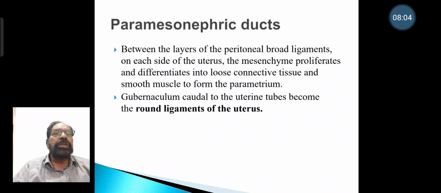Between the layers of the peritoneal broad ligaments on each side of the uterus, the mesenchyme proliferates and differentiates into loose connective tissue and smooth muscle to form the parametrium. The gubernaculum caudal to the uterine tubes becomes the round ligament of the uterus.